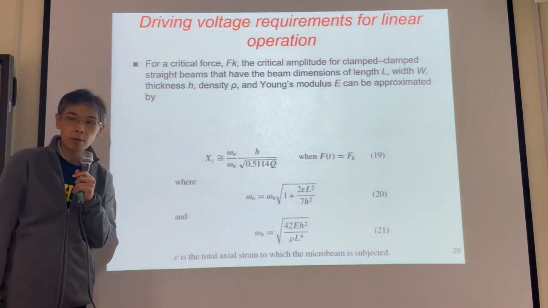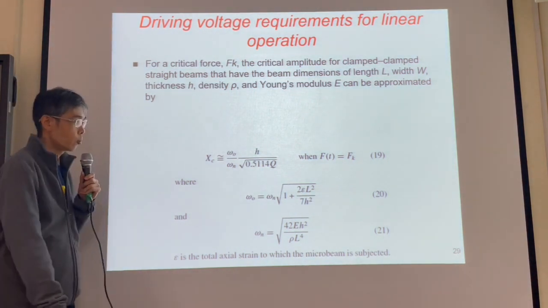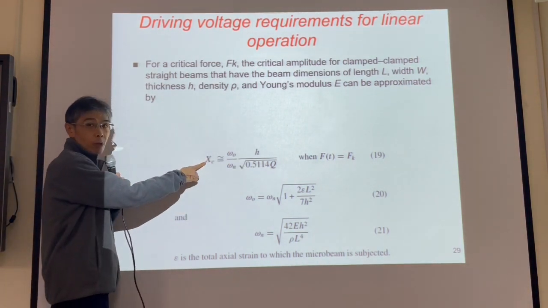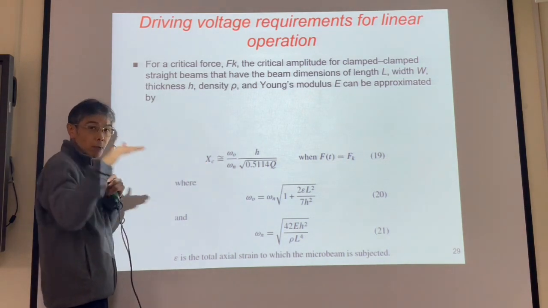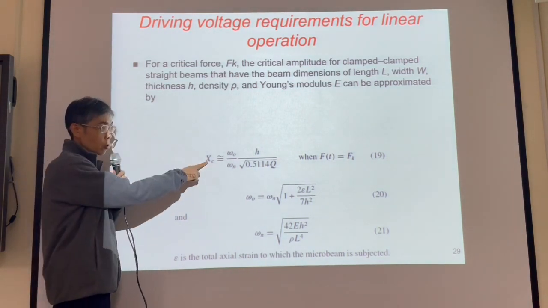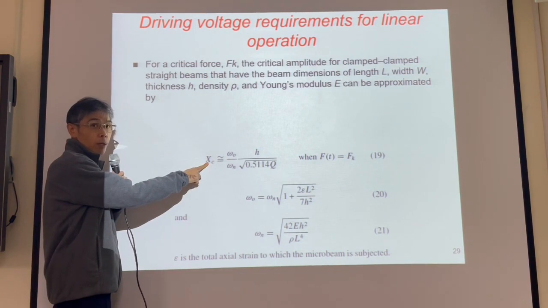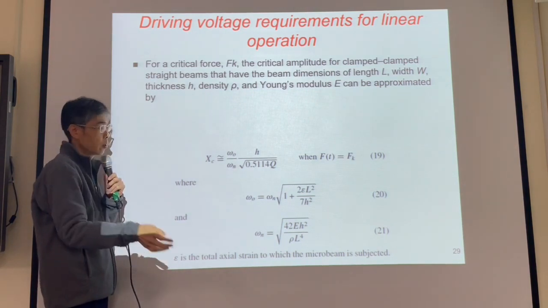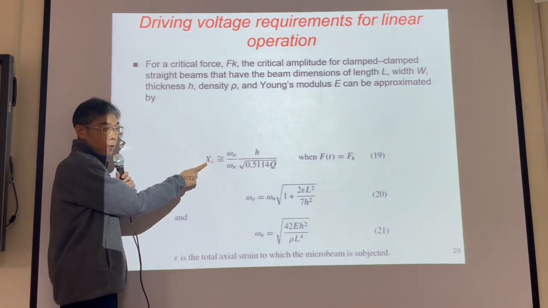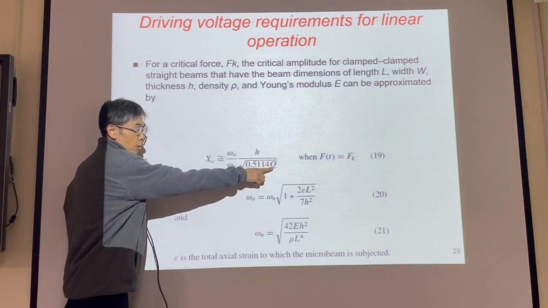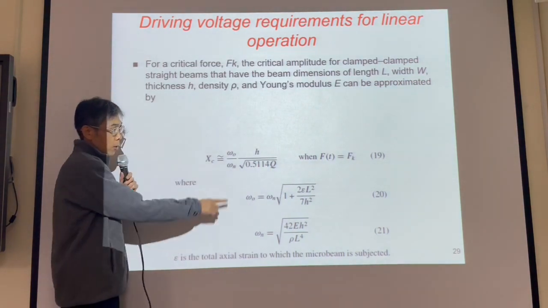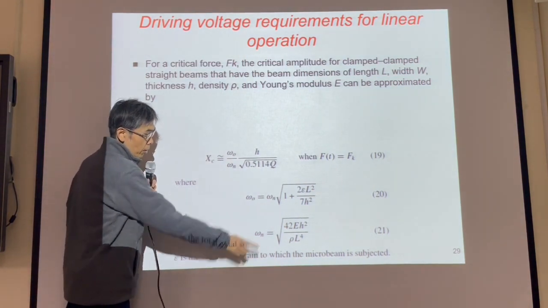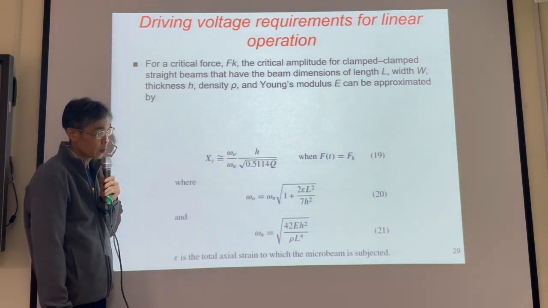For the mechanical engineer, we derive this equation. This is the critical vibration of the beam. If the beam vibration amplitude reaches this value, it will become non-linear, large signal. So this is the maximum vibration we can use. Q is the quality factor, and omega n is the natural frequency.